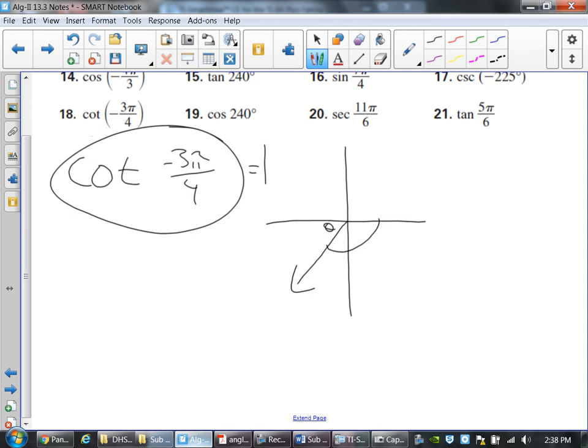All right, so we skipped a bunch of steps here. The reference angle here is pi over 4, which is a 45-degree angle. In a 45-45-90 triangle, your side lengths are 1, 1, and √2. Cotangent is adjacent over opposite, and in this case both are 1. In the third quadrant, they're both negative. Negative x, negative y. So negative divided by negative is positive, and that's how this works.